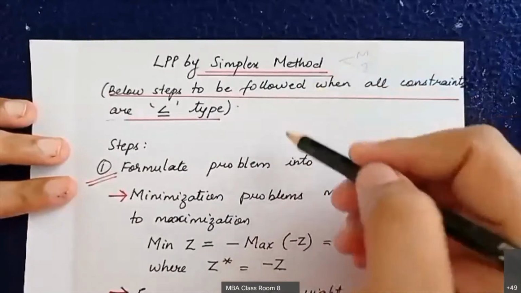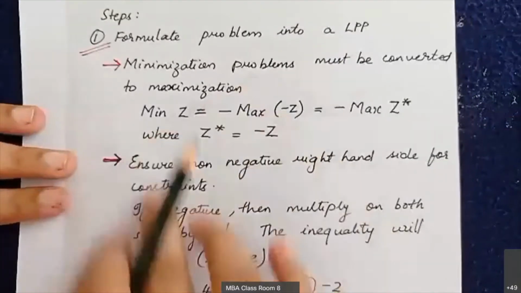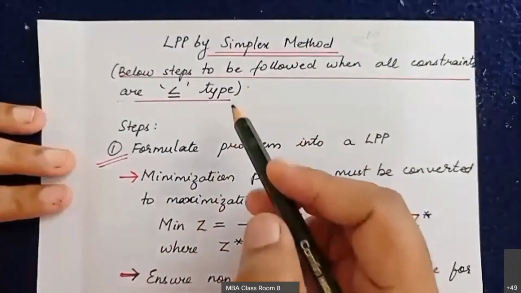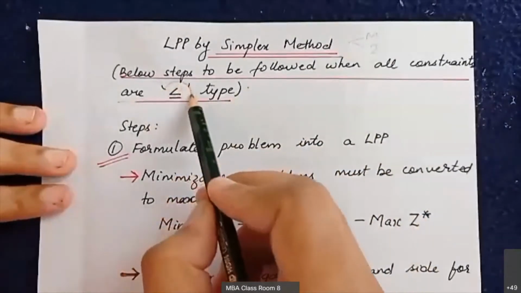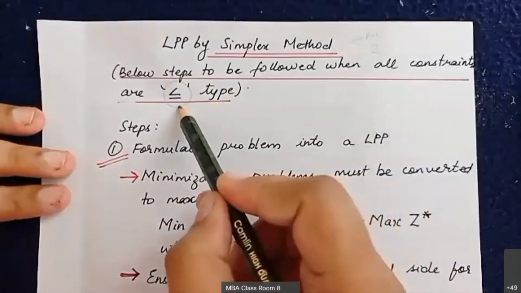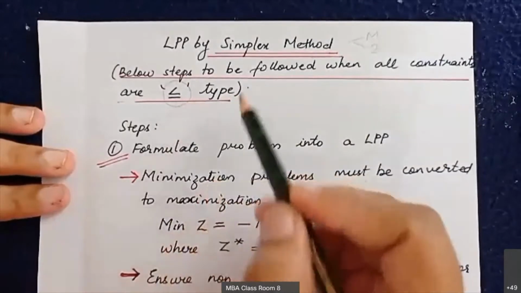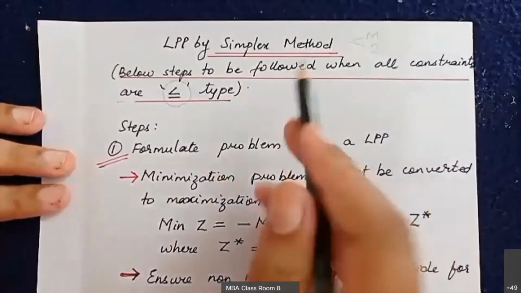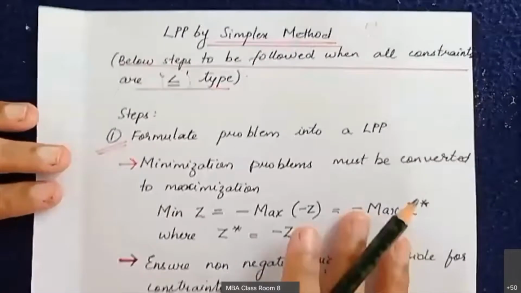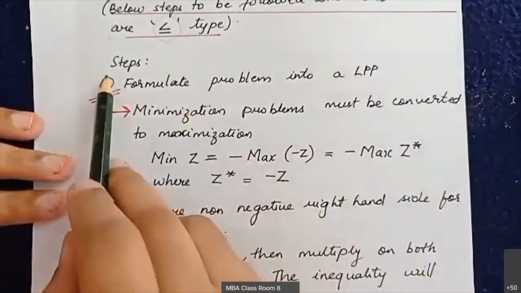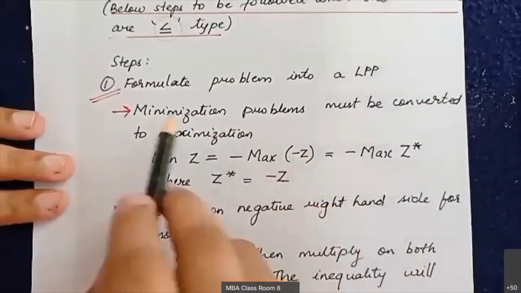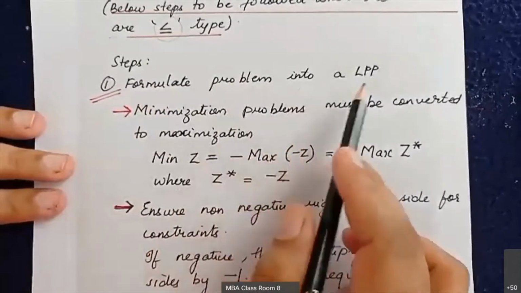But now we'll be seeing some procedures. There are some steps to solve the simplex method, and these steps are followed when we have constraints of the type less than or equal to. So when we have constraints of the type less than or equal to, we'll be solving the LPP model with the following steps. We'll be seeing them one by one. I'll tell the steps one by one, and then I'll explain it with the problem. First step is to formulate the problem into an LPP model.